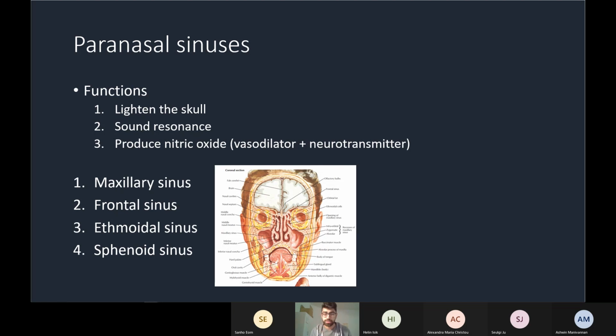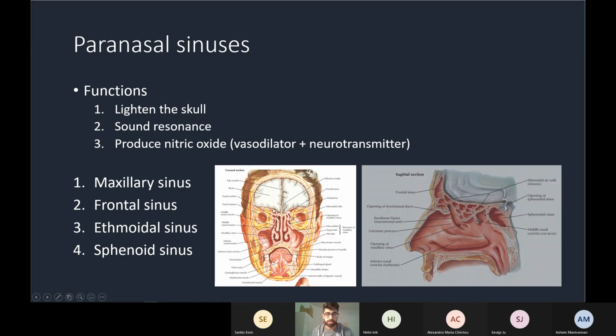First of all, the maxillary sinus. The maxillary sinus opens into the ethmoid infundibulum and the semilunar hiatus into the middle nasal meatus. The frontal sinus you can't see in this scheme, I apologize. Maybe in the next one.